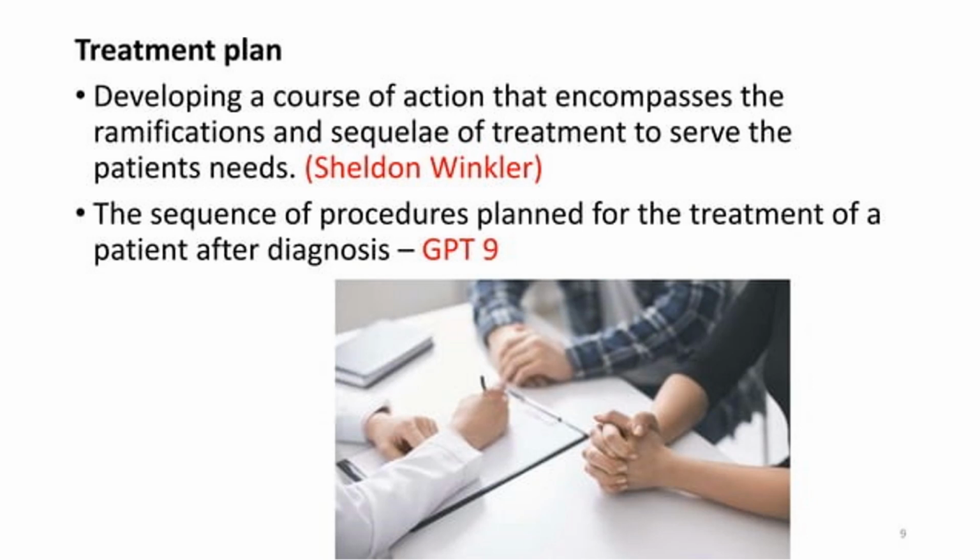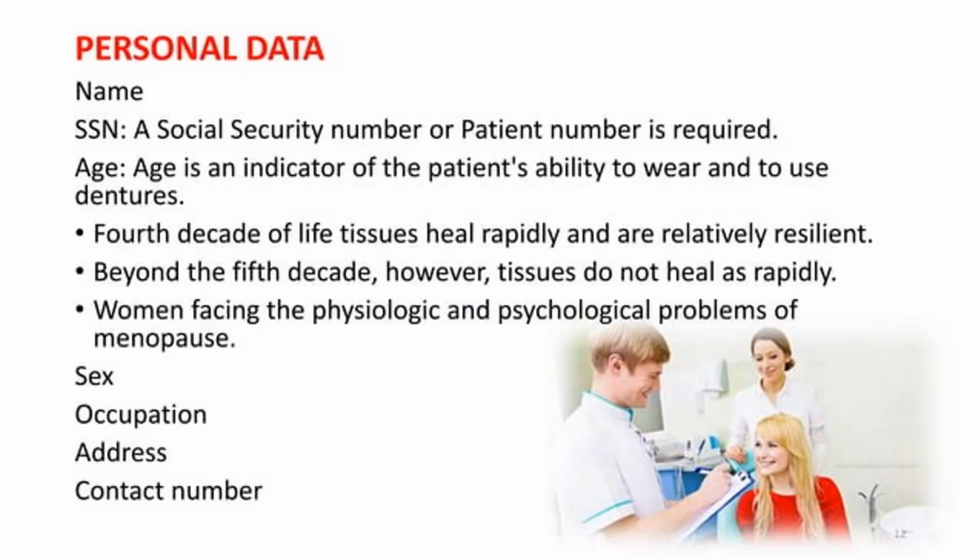Treatment plan. Developing a course of action that encompasses the ramifications and sequelae of treatment to serve the patient's need. According to GPT-9, the sequence of procedures planned for the treatment of a patient after diagnosis. Moving on to the personal data. First and foremost is the name. A social security number or a patient number is mandatory for each patient.